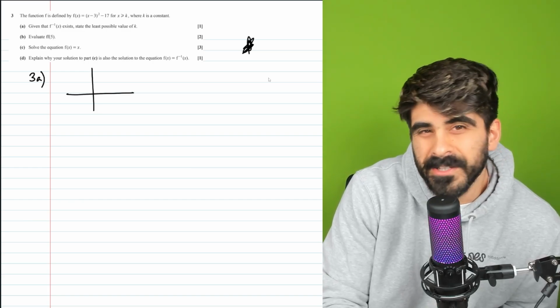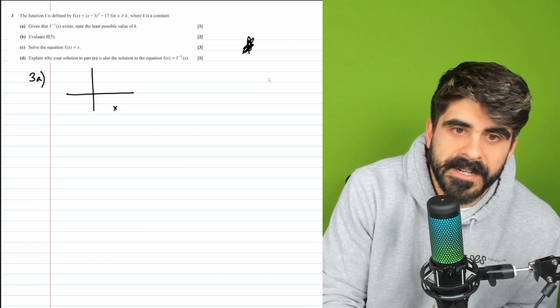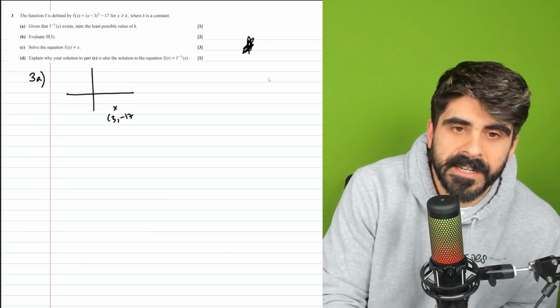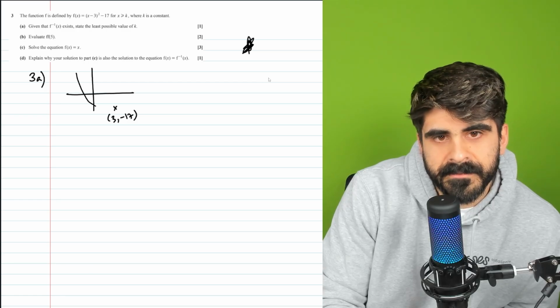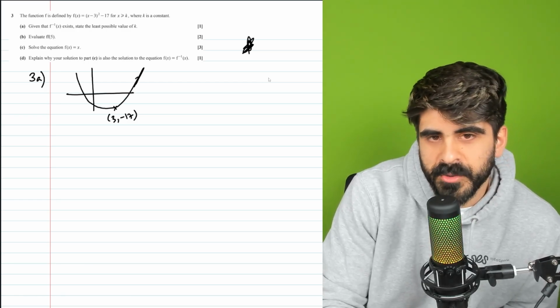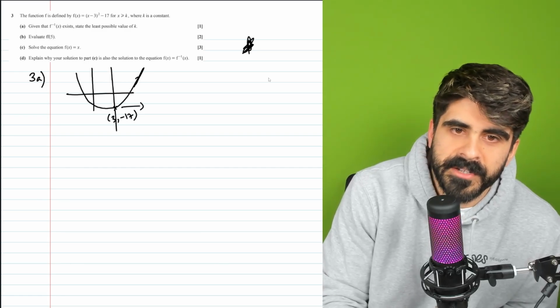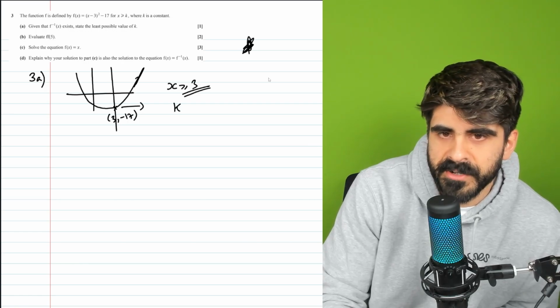Am I here to explain to you guys what's going on? I might as well. So the turning point is at (3, minus 17), because I'm thinking aloud, right? So the graph looks something like this. I don't know if it crosses exactly like that, but anyway. For f inverse to exist, we have to chop that halfway, so we can only have x greater than or equal to 3. So k is 3, basically, right?